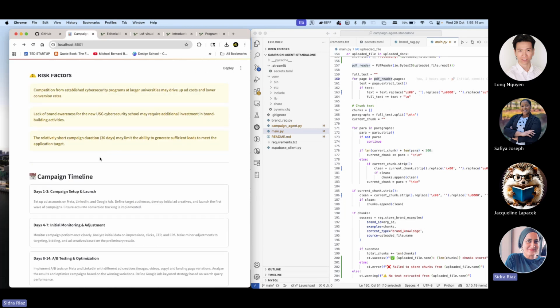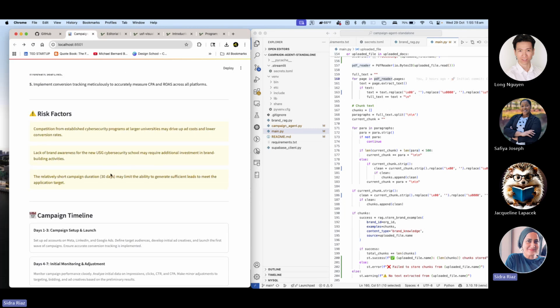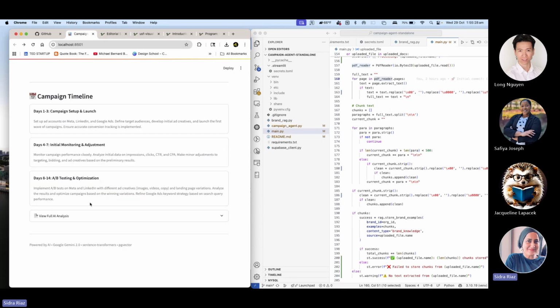So that's also something that we can consider. Based on this, we can maybe split the budget over 2 or 3 months, or increase the budget and extend the campaign. And then there's also a campaign timeline with specific goals, like campaign setup and launch, and how many days it is going to take, based on our goal, to generate and set up this campaign.